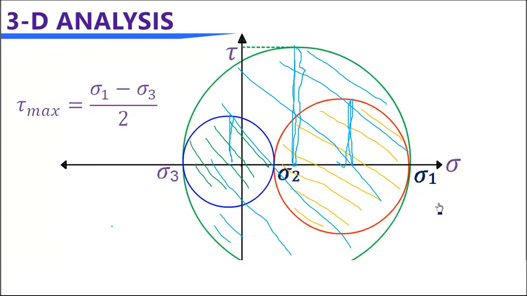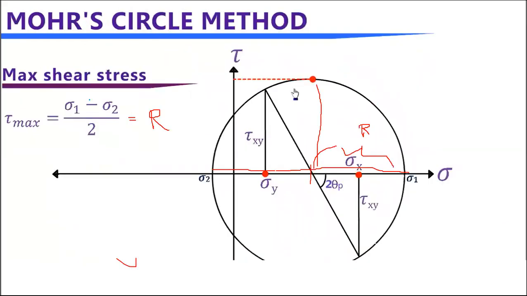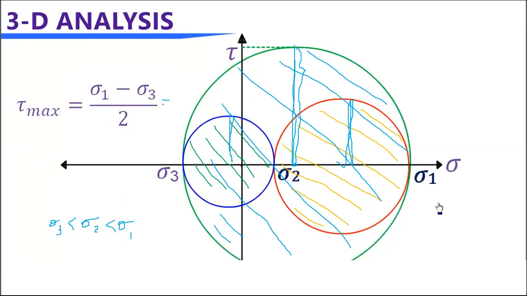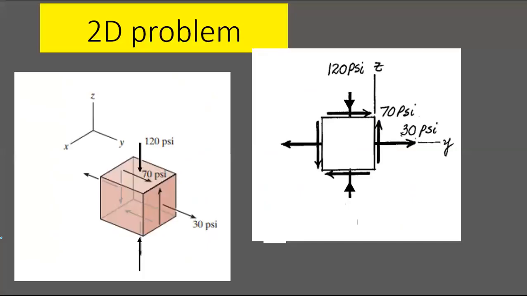We usually take sigma 1 as the largest, sigma 2 second, and sigma 3 as the minimum principal stress. We usually order them that way. In that case, sigma 1 plus this one, it becomes 3 now. Sigma 1. This is the radius of the big circle, R naught, and that's the absolute maximum shear stress.